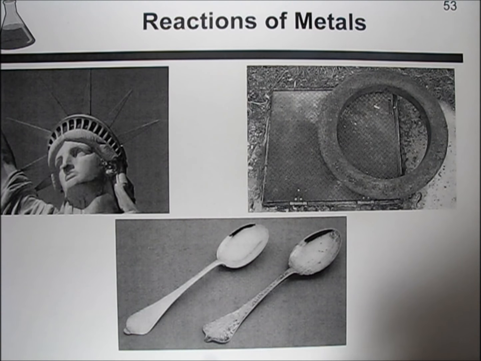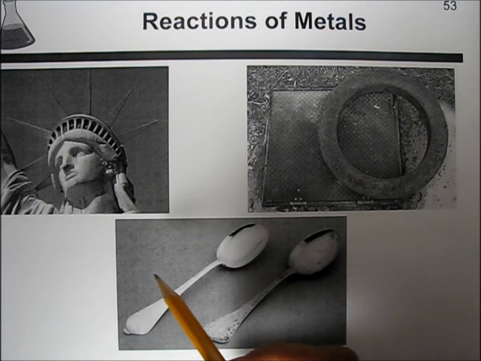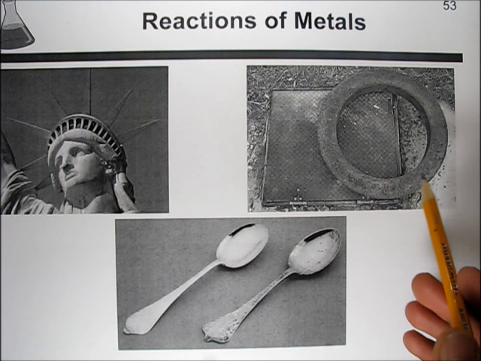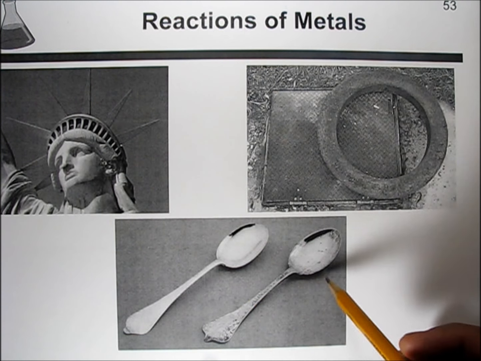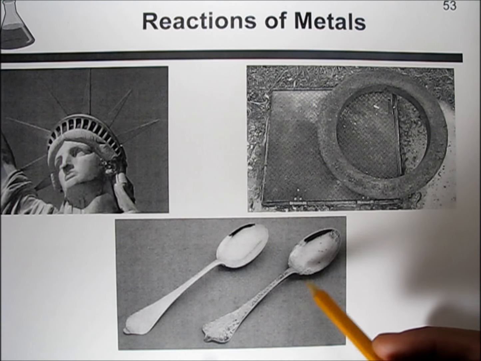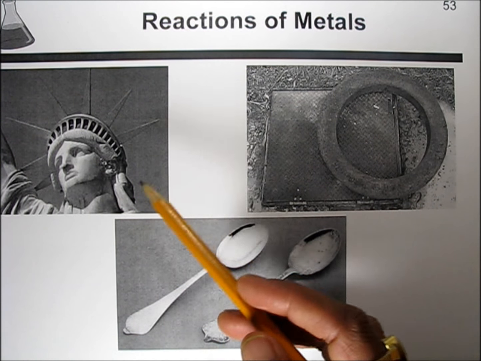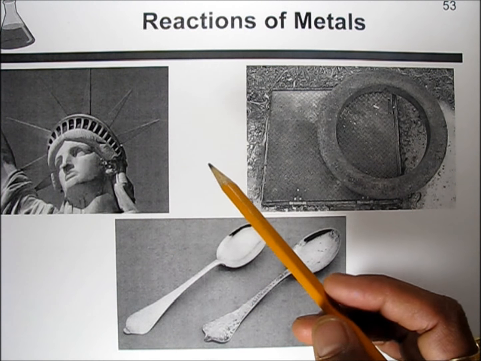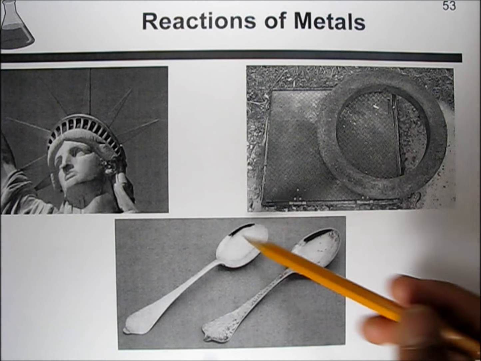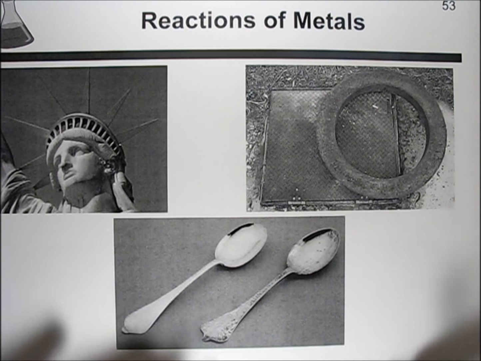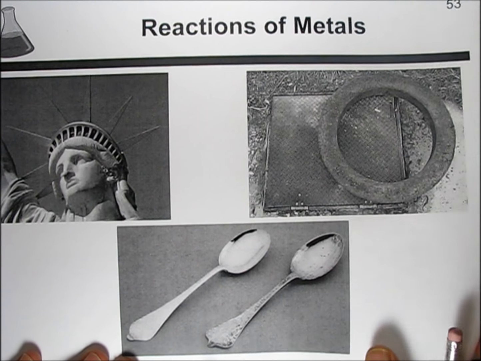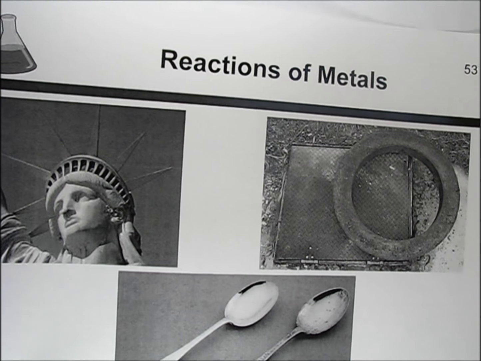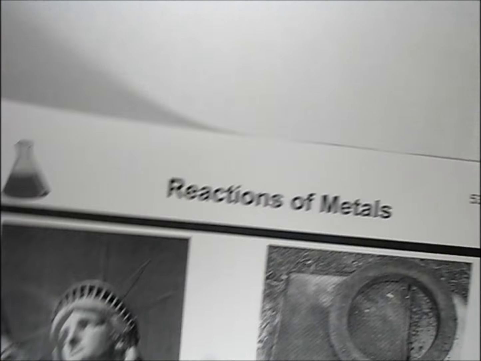So next we will study the reactions of metals. You may have seen rusted iron, or silver when it gets some gray color, or the Statue of Liberty, which is all green. So these colors on the metals show some reaction is going on with these metals. So let's see what type of reactions occur on the metals.